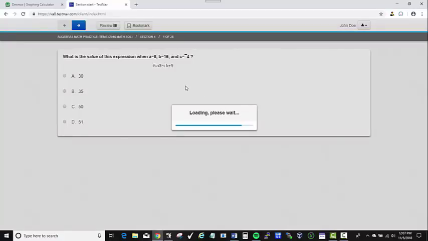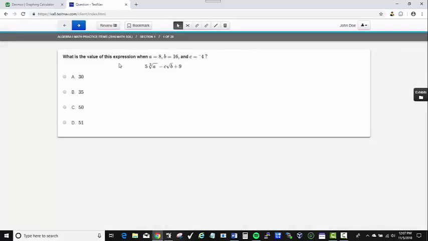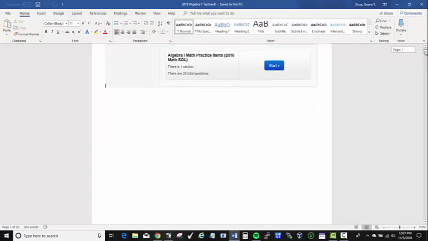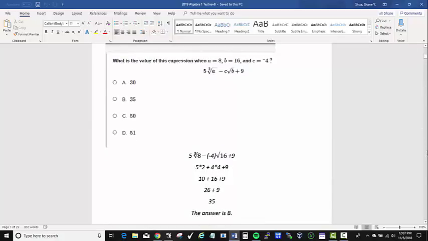It says, what is the value of this expression when a equals 8, b is 16, and c is -4? They give us 5 times the cube root of a, minus c, times the square root of b, plus 9. Now, I've worked out these questions previously, so I'm going to go to where I worked them out.